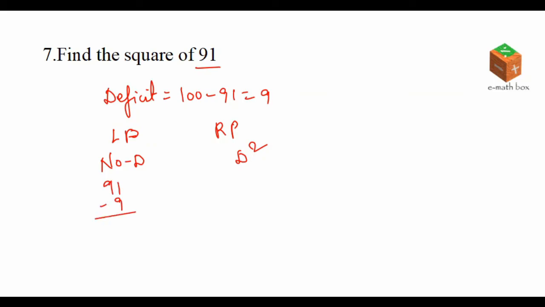So it's very simple. To apply this concept, you should use it only for problems where the number is above 100 or below 100, nearby 100. Only for that can you use this base rule of 100.